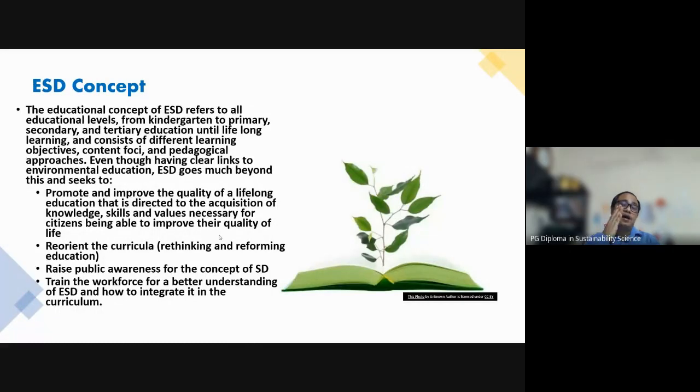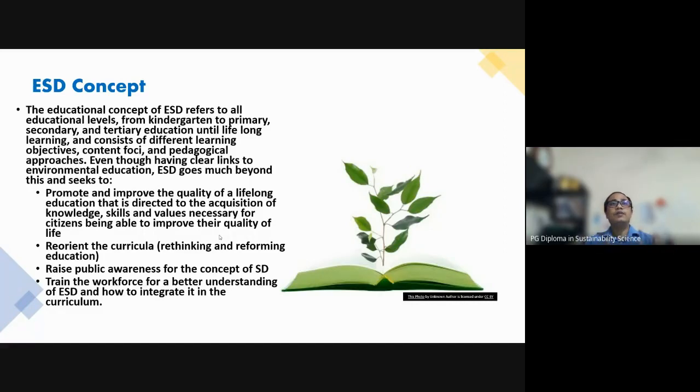So if you look into what exactly we have to achieve in education for sustainable development, it is to promote and improve quality of a lifelong education that is directed to the acquisition of knowledge, skills, and values that are necessary for all citizens to improve their quality of life, right? Then, as I told you, it is not about developing a new curriculum, or a new methodology. It is about reorientation of curricula and rethinking.